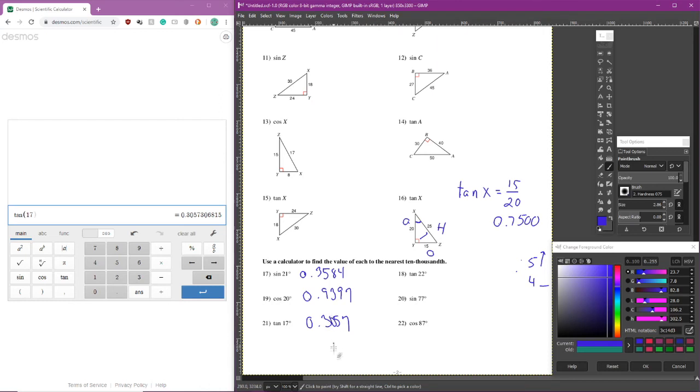Oops, left out a 0. All right, there we go. So 0.3057, and then that one's done.